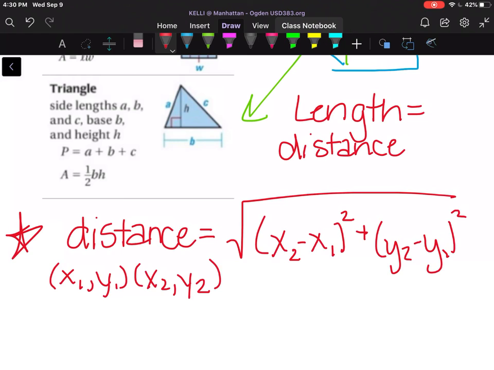So make sure that you're understanding the use of the distance formula in order to do these problems.